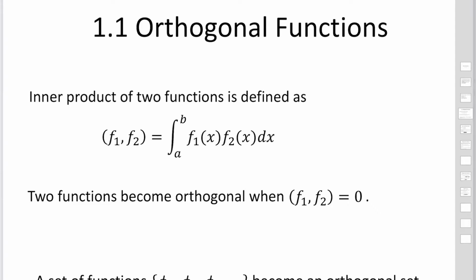First of all, we'd like to define the orthogonal functions. To define them, we need to define the inner product of functions. This is the definition of the inner product of two functions f sub 1 and f sub 2, with lower limit a and upper limit b. We consider the product of the two functions and perform the integral to find the inner product. When the inner product of the two functions becomes 0, we call the two functions orthogonal.